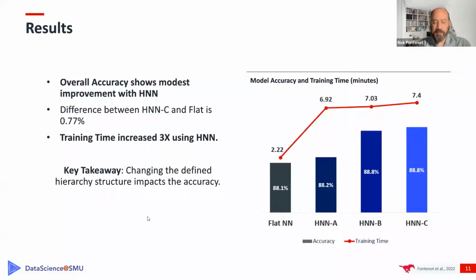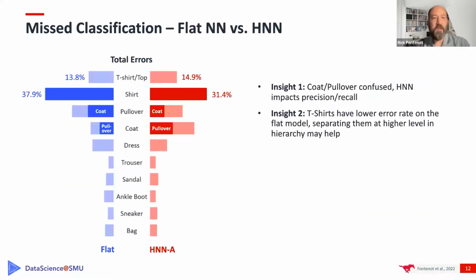Overall, our first HNN model only had a slight improvement in accuracy versus the flat model and a significantly longer training time. But the real interesting part came in changing the hierarchy structure, and we'll go over how we did that. By changing the hierarchy, we got almost a full 1% increase in accuracy. So the key thing is HNN is not a single thing. The structure, how you define the hierarchy, has a significant impact. Let's take a look at how we got to those.